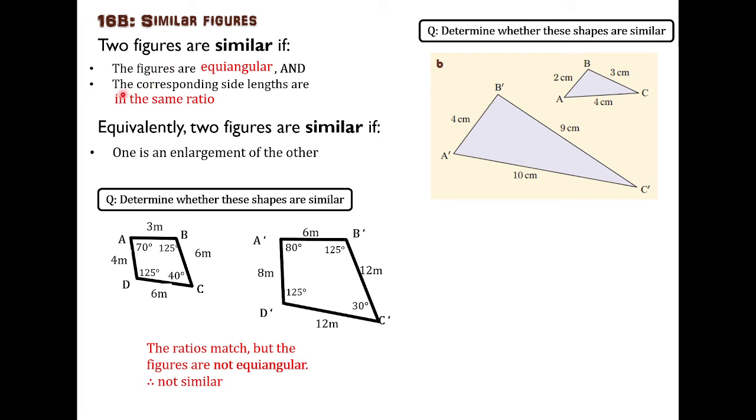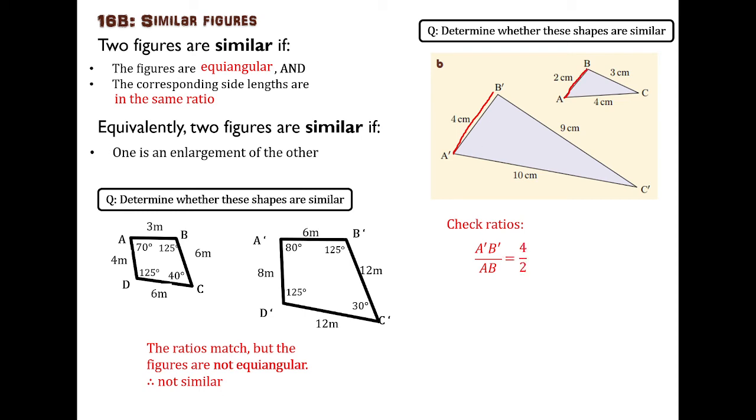Let's check this second thing: the corresponding side lengths are in the same ratio. Let's check the ratios. I'm going to check the ratio of the new shape, A dash, B dash, C dash, compared to the old shape, A, B, C. Let's look at this distance here. This distance is A dash to B dash. It's the distance between these 2 points. And I want to compare that to the matching length on the old shape, the original shape, which is AB.